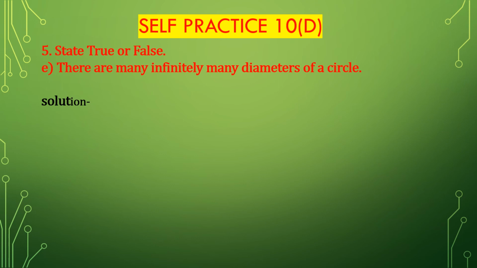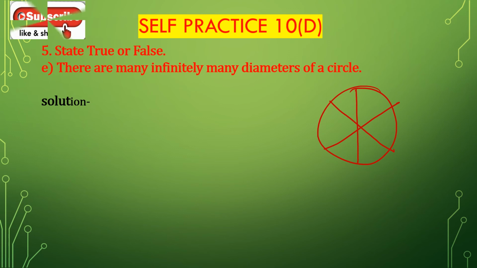Now E bit. There are infinitely many diameters of the circle. This is a circle. This is diameter. This is also diameter. There are infinitely many diameters of the circle. This is true.